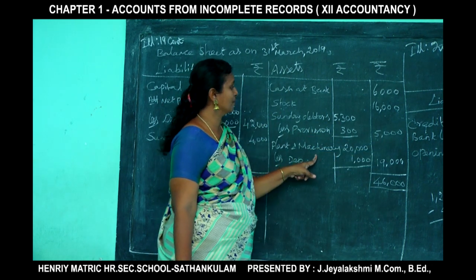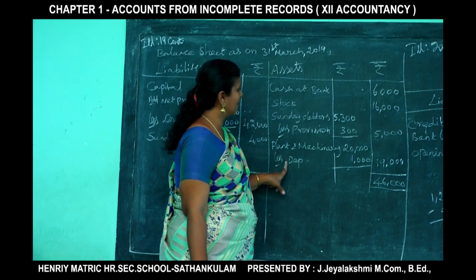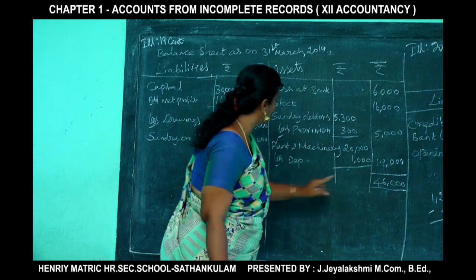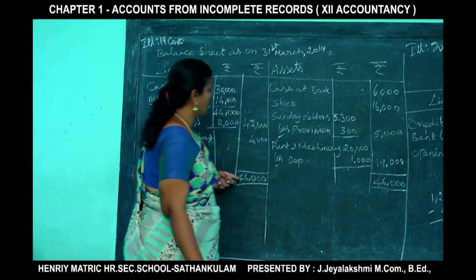Then plant and machinery, they are given 1,000. So that amount should be deducted and I get 90,000. If you total these two columns, they will be equal.